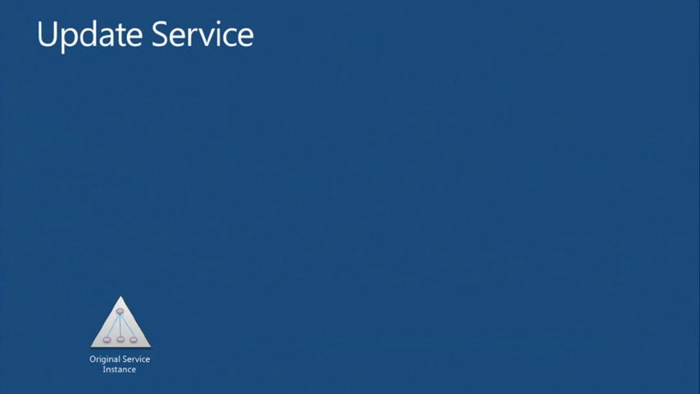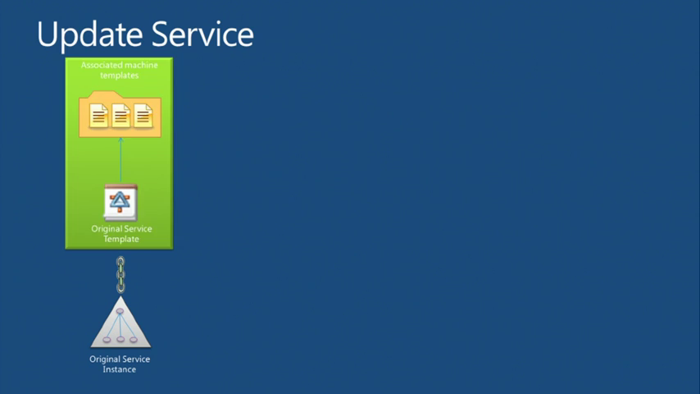So I spoke about this a couple times. We'll walk through the workflow for updating a service. You have your original service template, your original service instance, right? And there's a relationship between those two. Now you have some associated resources like application packages, VHDs, and so forth.